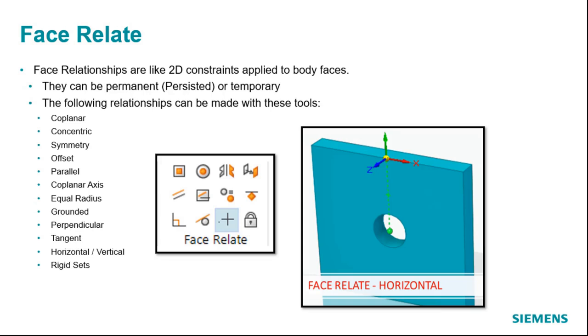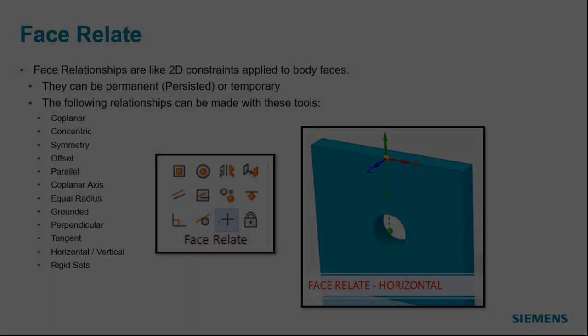Face relationships are like 2D constraints applied to body faces. They can be permanent, we call it persisted, or temporary. So let's go and look at some of these.